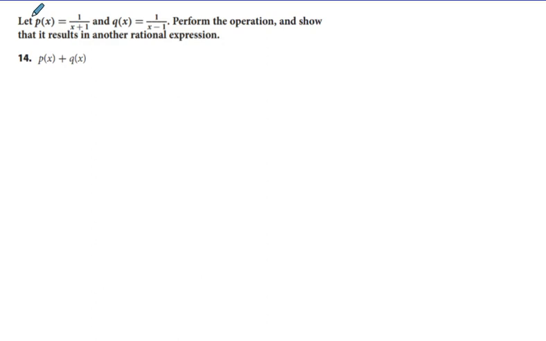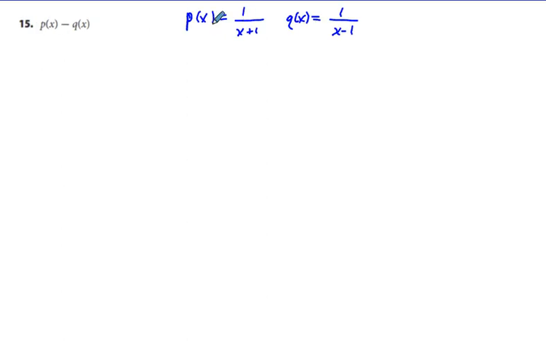Here we have this next set, 14, 15, 16, 17 set. Let p of x equal 1 over x plus 1 and q of x equal 1 over x minus 1. Perform the operation and show that it results in another rational expression. So here I rewrote p of x and q of x, and we want to find p of x minus q of x. So we're going to take 1 over x plus 1 minus 1 over x minus 1.